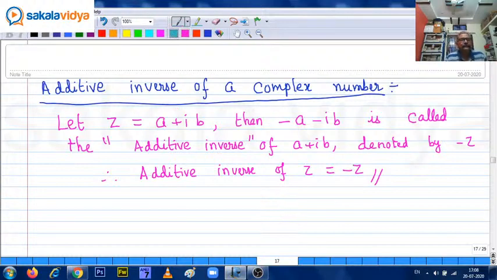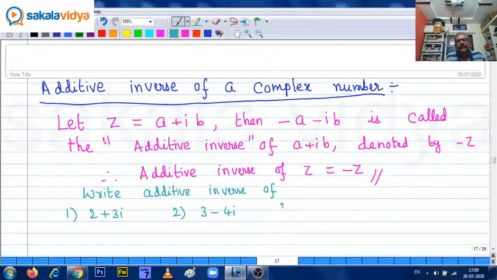Now I will give some examples, you try. Write additive inverse of first one 2 plus 3i, second 3 minus 4i, third minus 5 plus 7i, fourth minus 7 minus 24i. Write the additive inverse of these. 4 questions I have given.